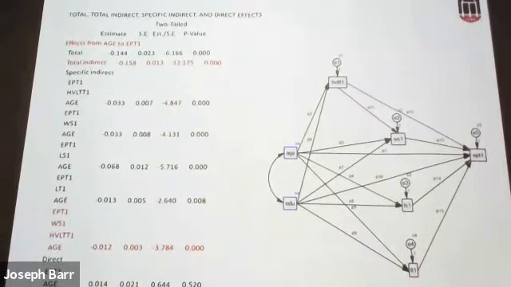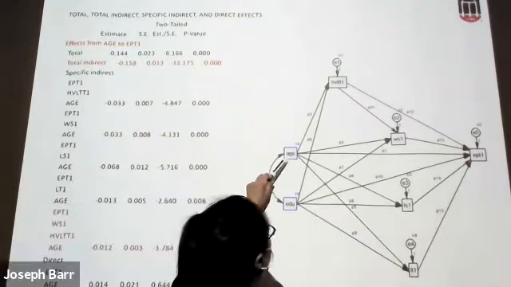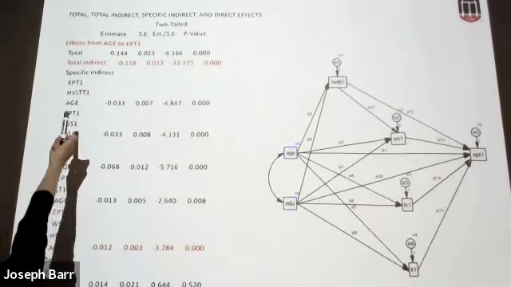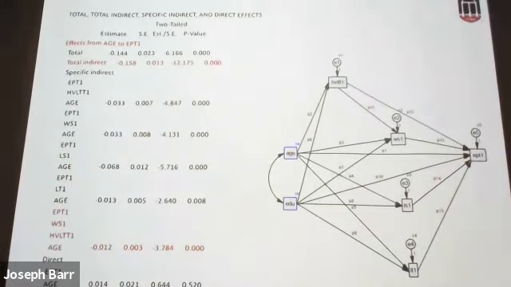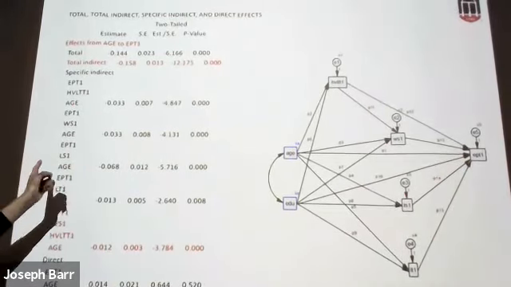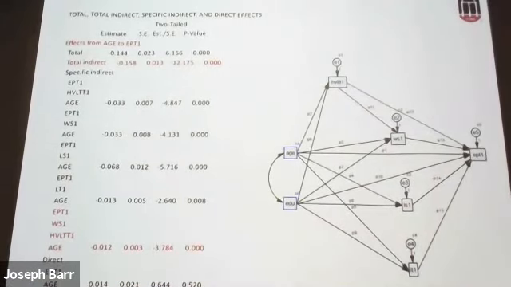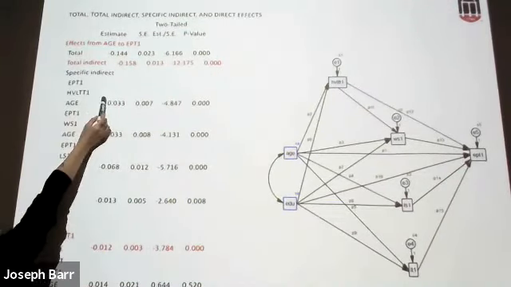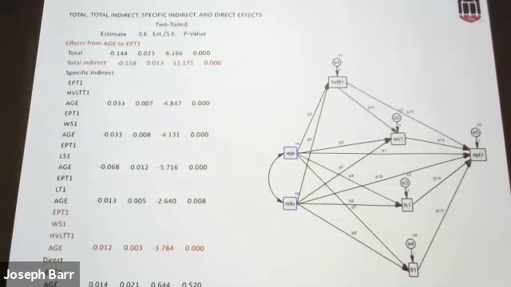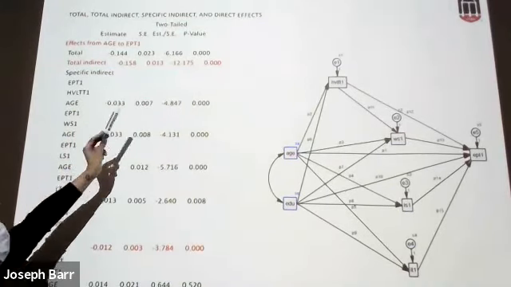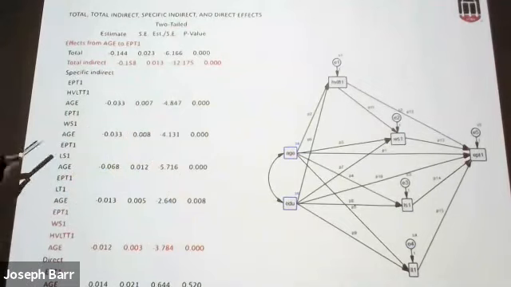So let's start from the very beginning. Total from age to EPT. Total is negative 0.144. We just calculated in R, right? Oh, wait a minute. That's for total indirect. That's a total, indirect plus direct. Let's look at the total indirect. Negative 0.158. That is the total mediation, the total indirect effect. Standard error, ratio, p-value.